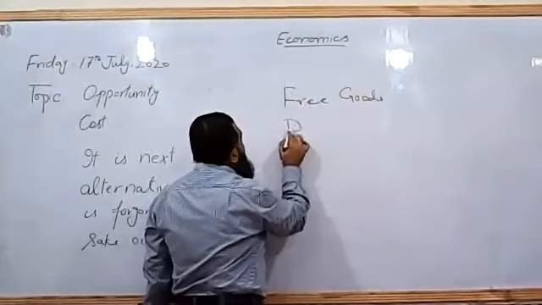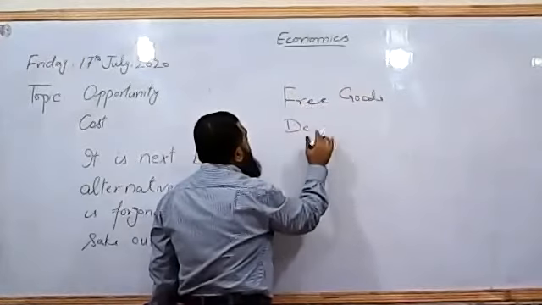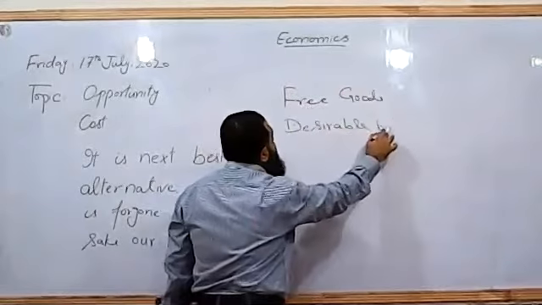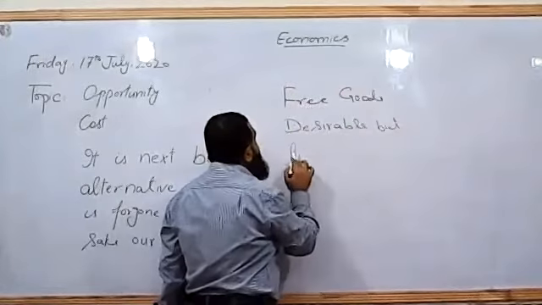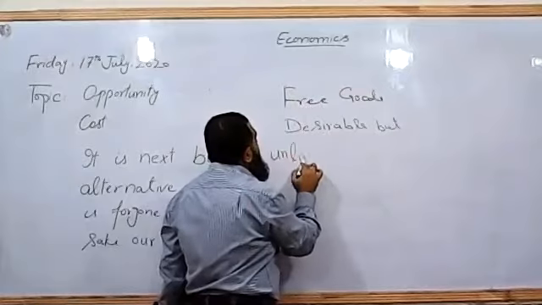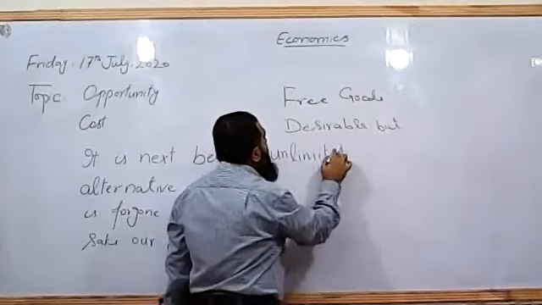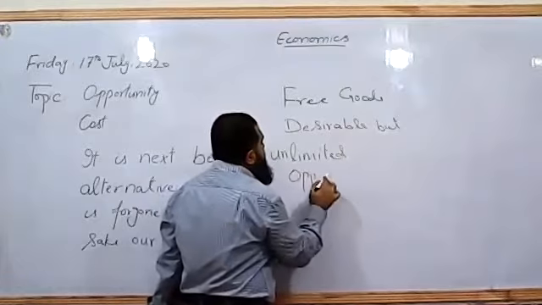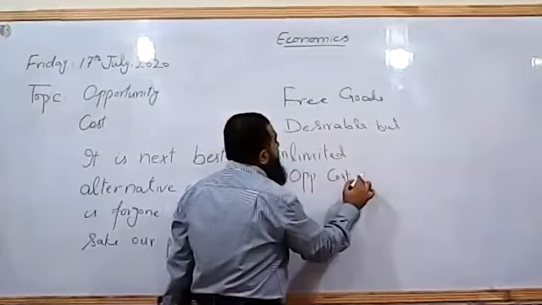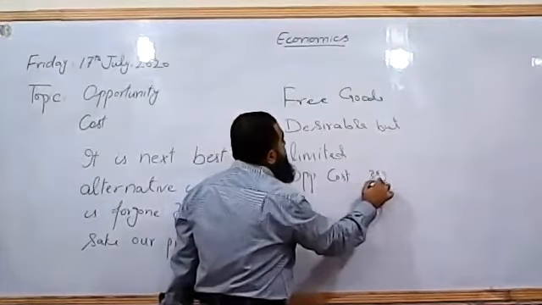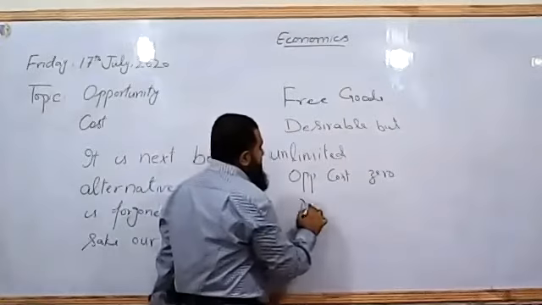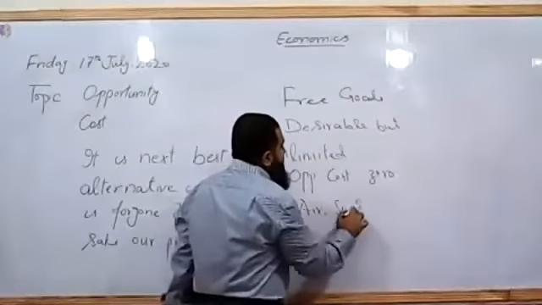They are desirable, but unlimited. They are desirable and unlimited is their supply. Their opportunity cost is zero. Zero opportunity cost is there. For example, we say air, sunlight.